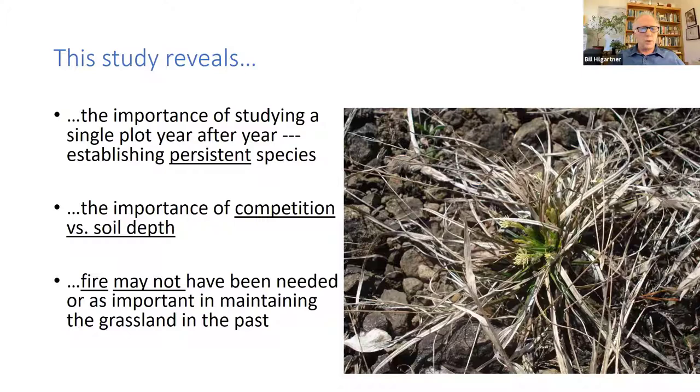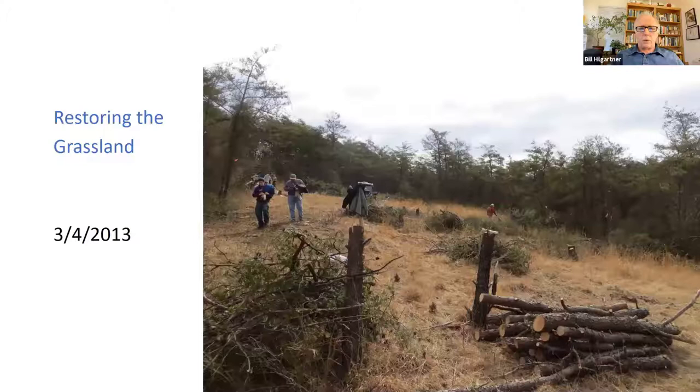For example, this little sedge can grow there because there are no other species pushing it away. And then fire may not have been needed or important to maintain the grassland in the past. Just want to finally show a couple of restoring the grassland in March 2013. These were members of the Lake Roland Nature Council, the Maryland Native Plant Society, a garden club or two, and other volunteers, all helped to begin to expand this grassland out by cutting down the pines.